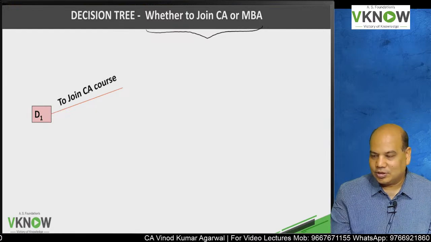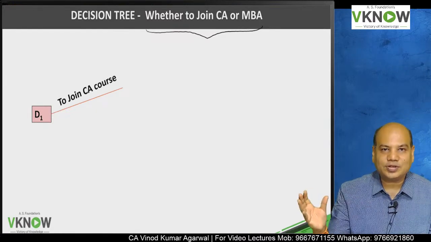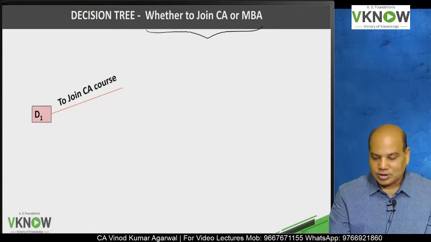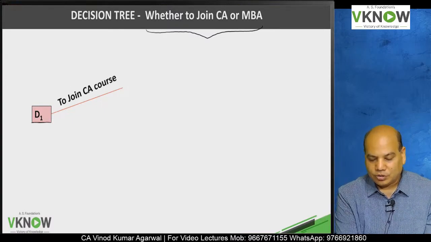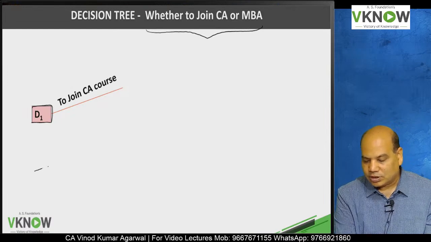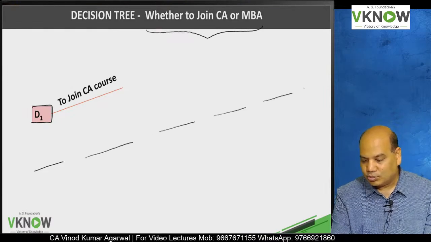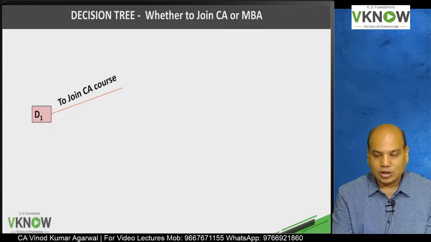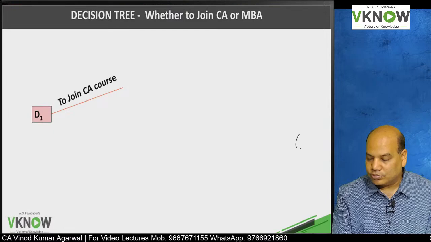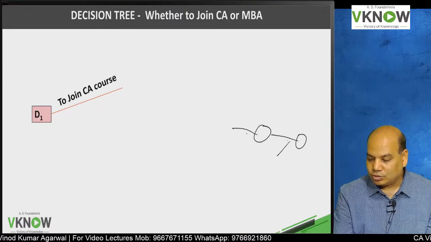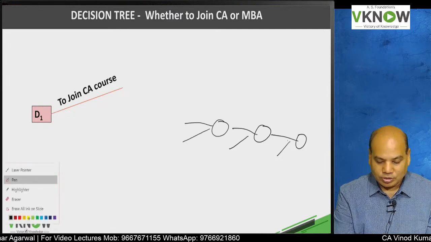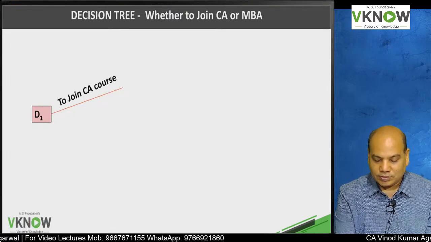So a decision tree looks like a tree with branches, and that is why the name given is decision tree. A decision tree will be drawn from left to right. That means we will start from this side and move towards right. You can't draw from right to left. This will be wrong because the standardization is left to right.